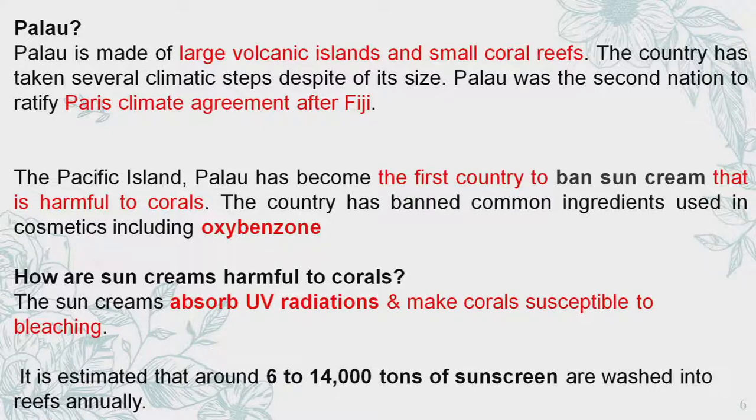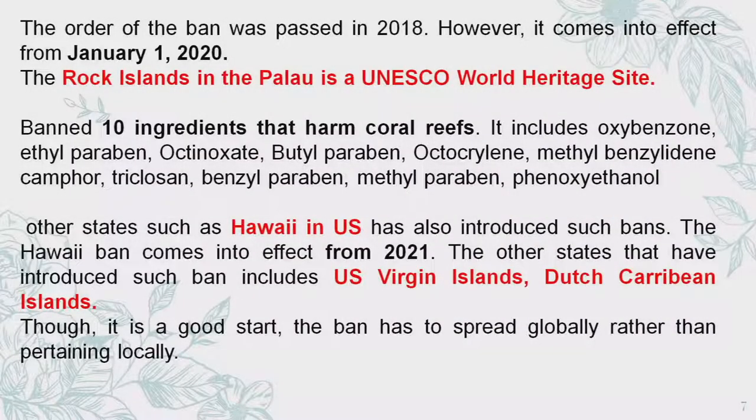And when I said the word sun cream, they are capable of absorbing UV radiation. So once you release the sun cream into the ocean water, it attaches to the coral reef, absorbing the UV, thereby leading to bleaching. So they want to protect the islands and nature from climate change or global warming. So they made a bold step of banning the usage of sun cream across the island. That's why Palau came into news value. Even though they passed the order in 2018, it came into force this year, January 1, 2020.